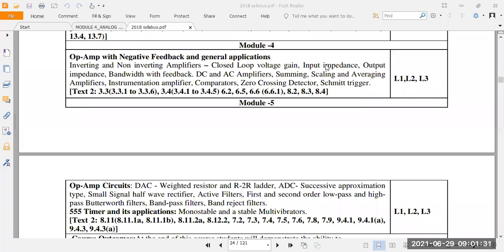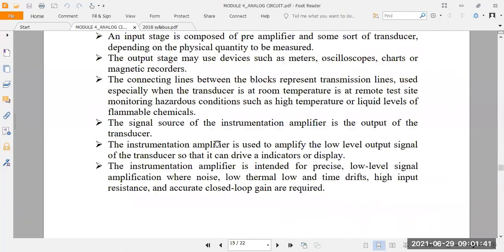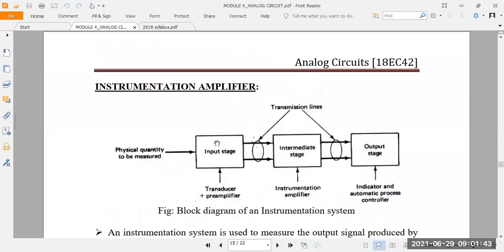Yes, students, in the previous class we discussed the instrumentation amplifier, right? In module number 4 here. So what is the meaning of instrumentation amplifier? It consists of three blocks, right? Which are those? Input stage, intermediate stage, output stage. These are the three stages that are connected for the instrumentation amplifier.